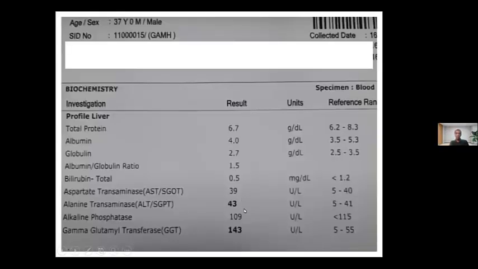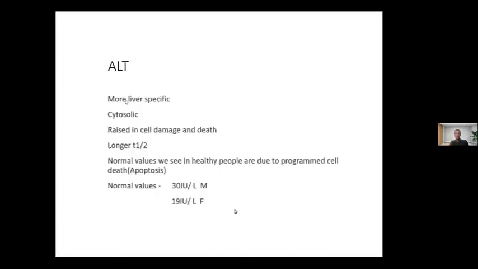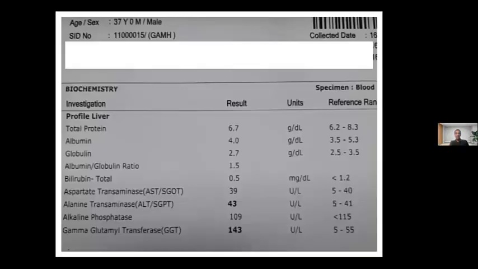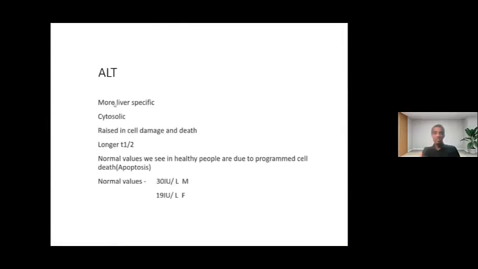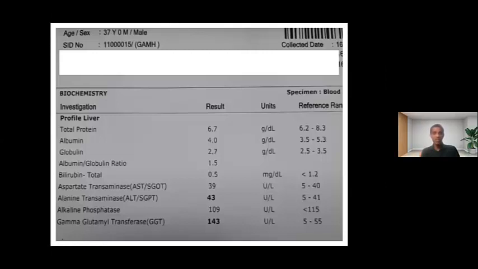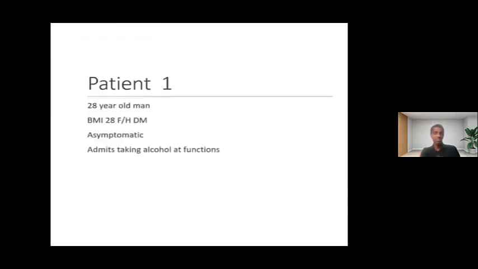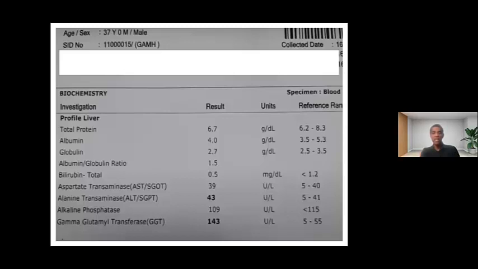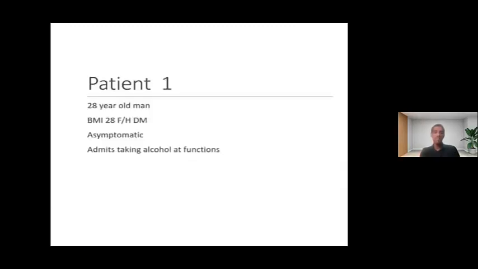If I want to discuss this patient, you can see that it's twice the cutoff value. SGPT is more than SGOT, and the gamma-GT is also elevated. So what are the possibilities? It's a very common condition nowadays. With the history, you can say this is a case of non-alcoholic steatohepatitis, but he admits taking alcohol at functions, though it is within the desirable alcohol limit.